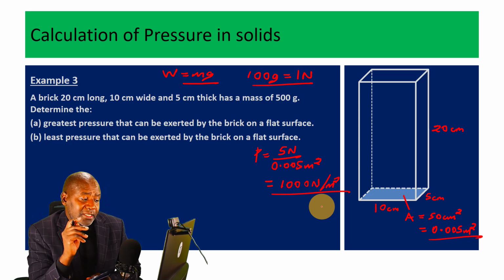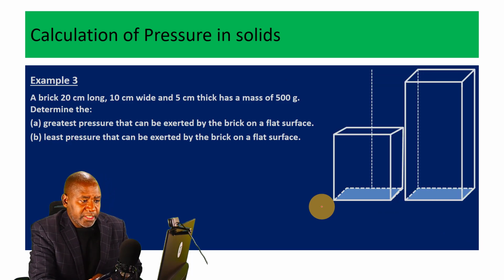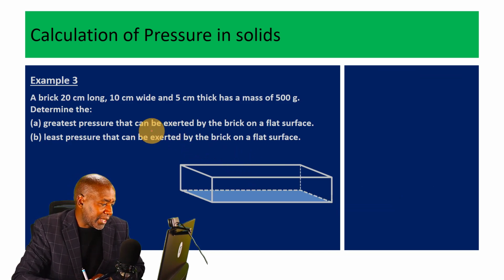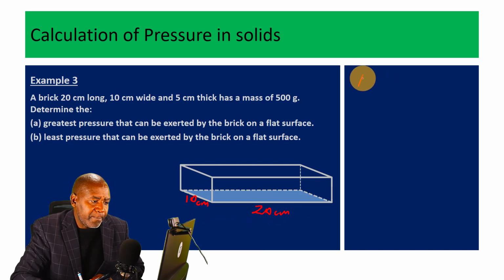We realize that will only happen if this brick now lies on its largest area. So we have already seen this. I will come back to this slide later on. Let's first of all work out this, where now the brick lies on its largest area, and that means that this length here is 10 centimeters, while this one will be 20 centimeters. The area is 10 times 20, which gives me 200 centimeters squared.